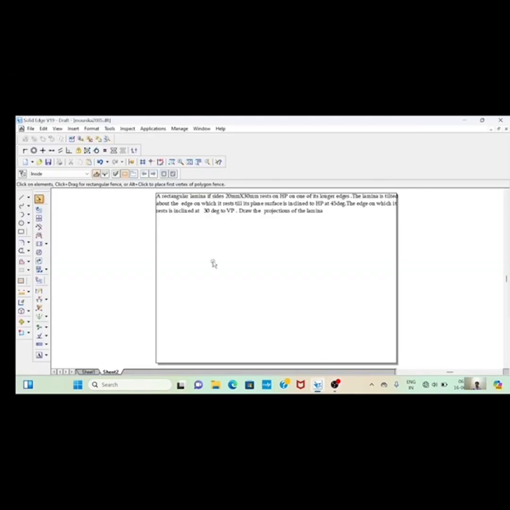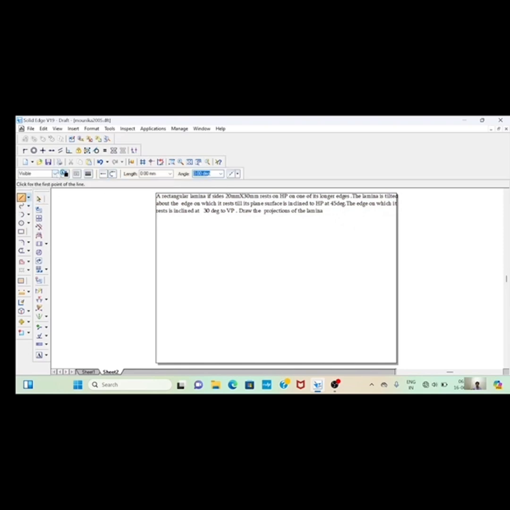Question is, a rectangular lamina of sides 20 mm and 30 mm rests on the HP on one of its longer edges. The lamina is tilted above the edge on which it rests till its plane surface is inclined to HP at 45 degrees. The edge on which it rests is inclined at 30 degrees to the VP. Draw the projections of the lamina.